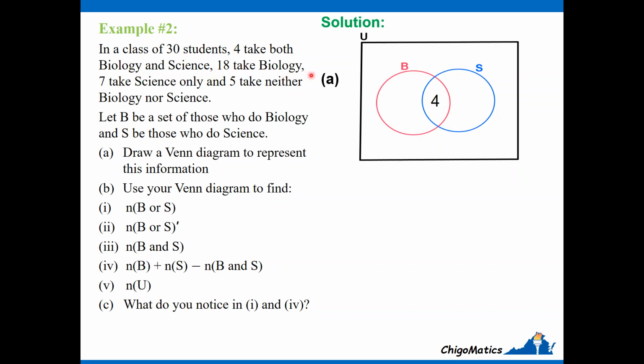Now, if I am going to place 18 take biology, all it means is those who will be inside the red circle should be 18, meaning I have to place those that are taking biology only, right? So it will be 18 minus 4, I get 14. So 14 are taking biology only, but those who are taking biology, it's 4 plus 14, which gives you 18.